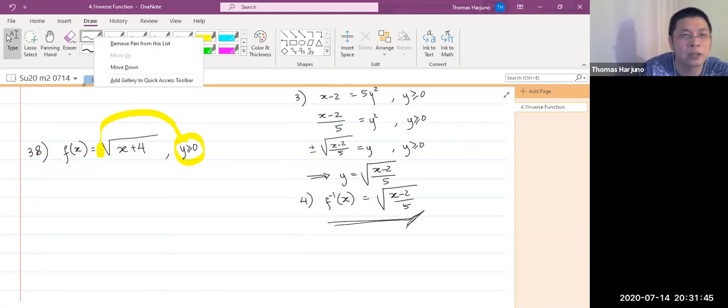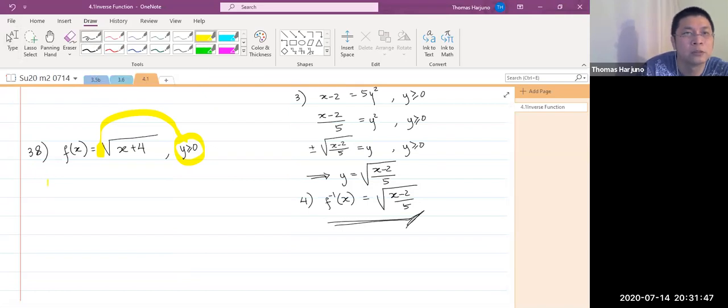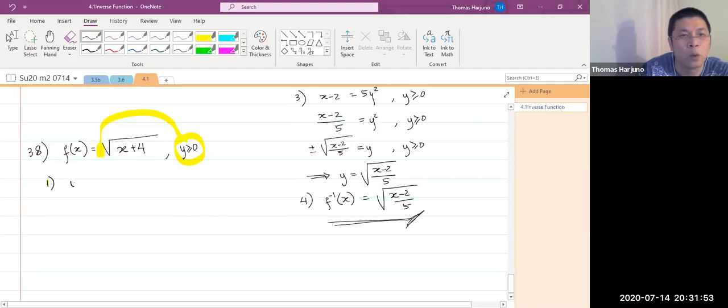Okay, why we need that? Step 1, y equals square root of x plus 4. Step 2, x equals square root of y plus 4. But this is y greater than or equal to 0. Therefore, this is x greater than or equal to 0.